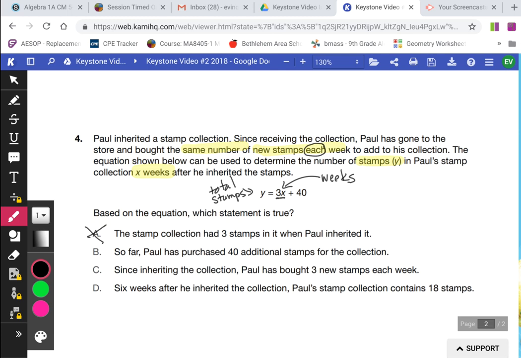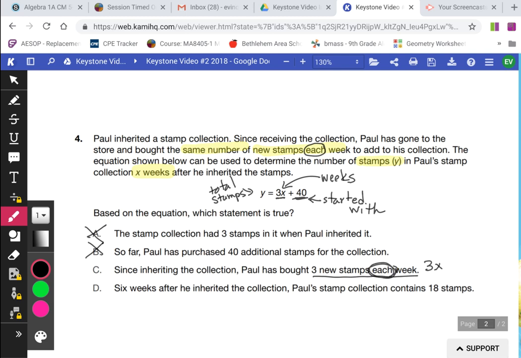So far, Paul has purchased 40 additional stamps for the collection. And again, that doesn't make sense because it says plus 40. So plus 40 is like your starter thing. So that's what he started with. So B doesn't make sense either. Since inheriting the collection, Paul has bought 3 new stamps each week. Now that kind of makes sense because 3 new stamps each week, and each, remember, each is that multiplier word, so that tells me 3x. So that's definitely a possibility.